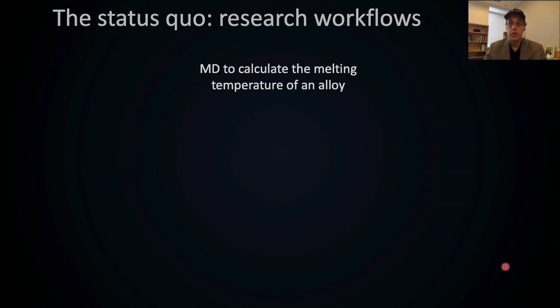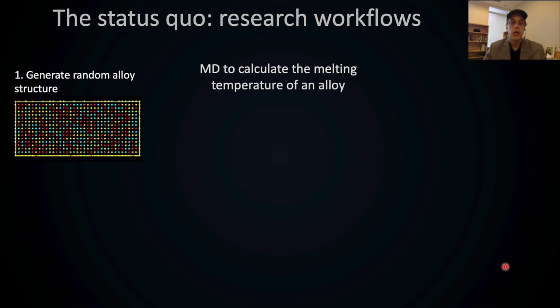So let me show the need for SimTools with an example of a research workflow, a relatively simple research workflow in my field, computational material science. So let's say I would like to calculate the melting temperature of a metallic alloy using molecular dynamics. The steps that I would take to do this, or my students would take to do this, are more or less the following. You first generate a structure.